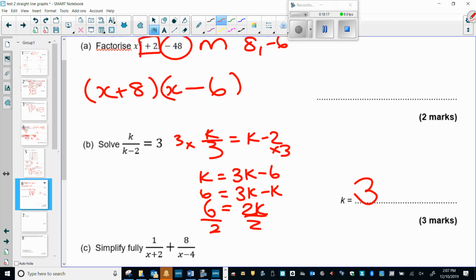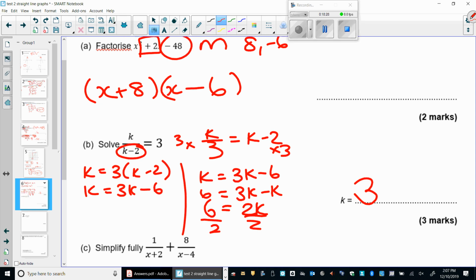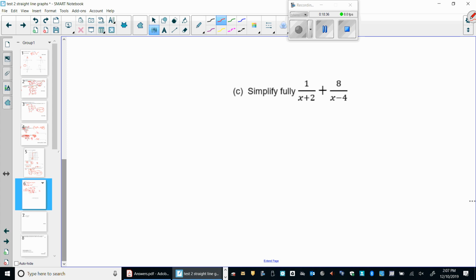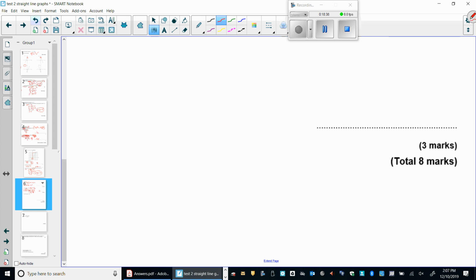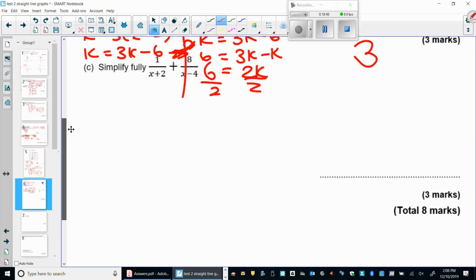Good. Alternatively, you could have done what I said and get rid of our denominator. So we've got k equals 3 lots of k minus 2. So k is 3k minus 6. Again, once you're at this step here, everything else is the same. Okay? Oh, I should have crossed this one then. That's fine. That's essentially what I did.